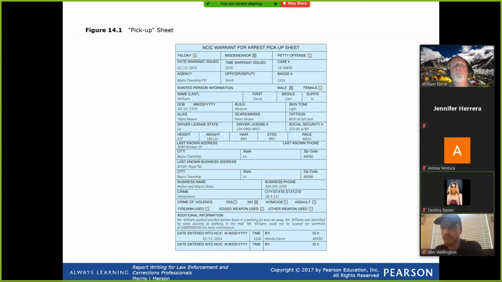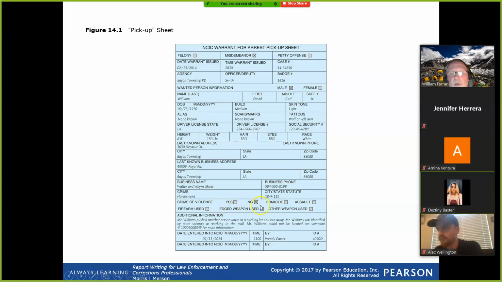So here's what an NCIC warrant for an individual looks like. This is the generic one that was in your textbook, but it's not a lot of information, and it doesn't have a narrative. It's not a police report. It's just an NCIC warrant. So this person is wanted in a different state based on whatever the crime is here.